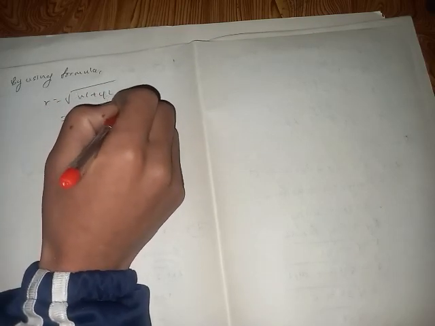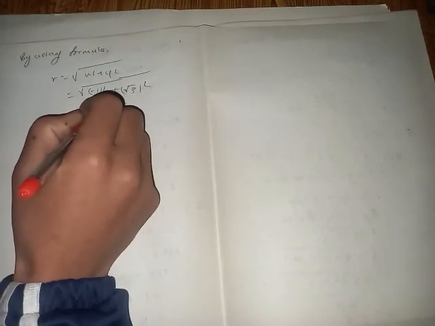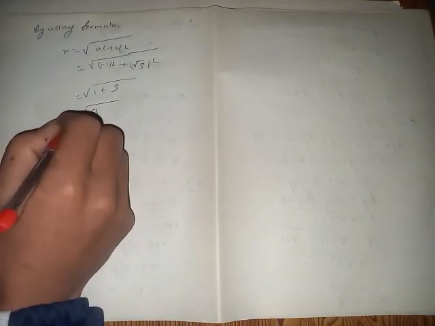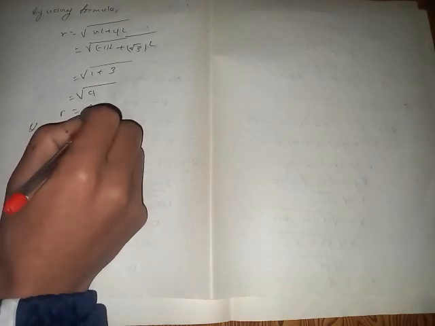So by using the formula, we know that r is equal to under root x square plus y square, so the value of x is minus 1 whole square plus the value of y is minus under root 3 square. Then 1 square is 1, and under root 3 square is 3, then under root 4, and this is 2. The value of r is 2, and theta is equal to tan inverse y upon x.